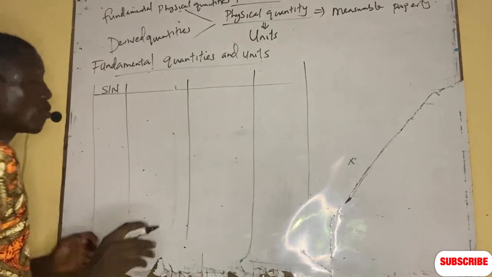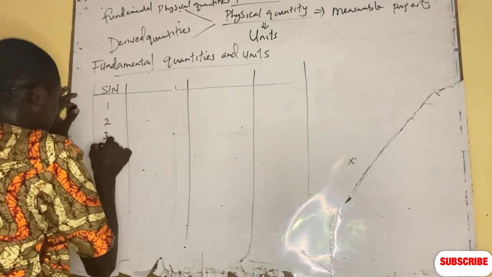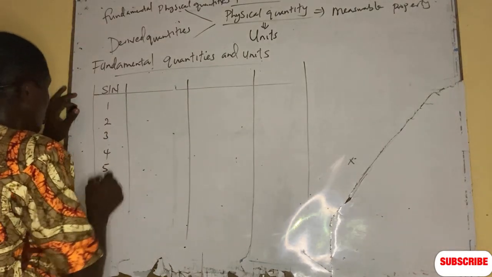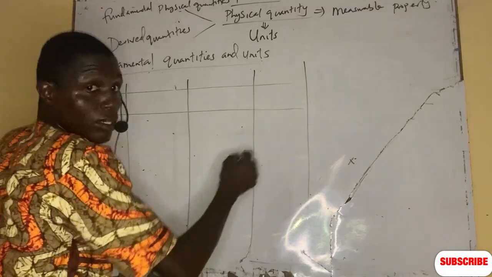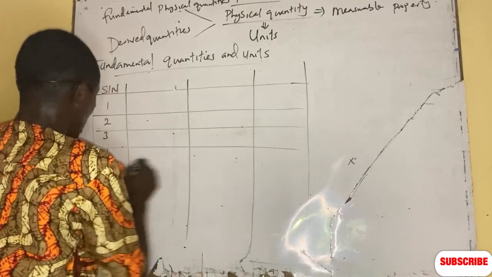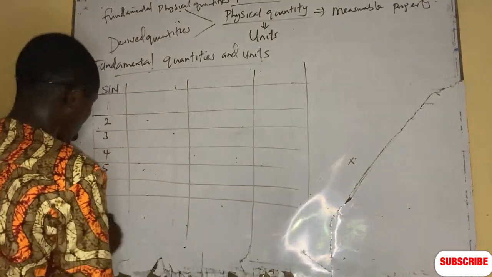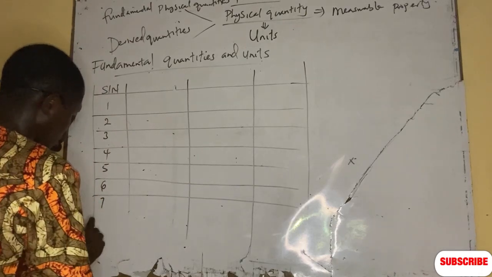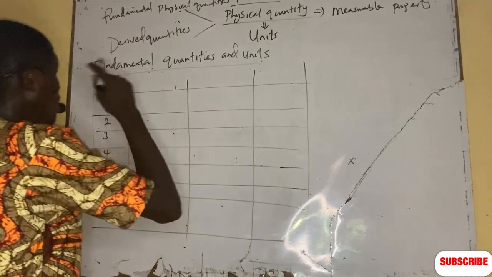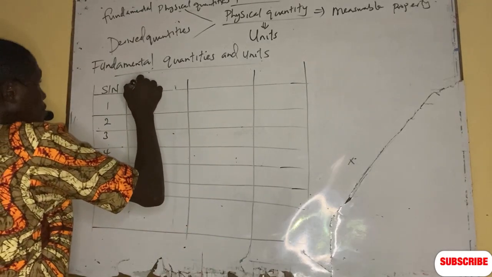I said we have seven fundamental quantities, 1, 2, 3, 4, 5, 6, 7. Now we have the quantity itself.